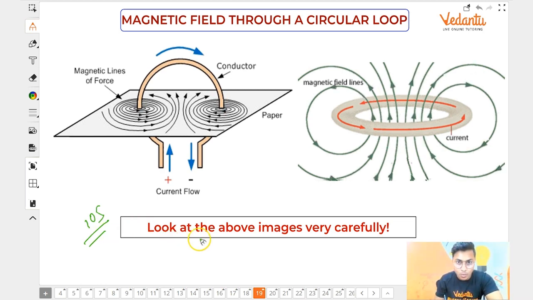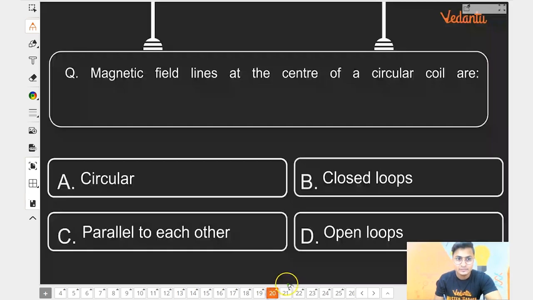Now the question which I want to put forward for all of you is this. Magnetic field lines at the center of a circular coil are circular in shape, closed loops, or they are parallel to each other, or they are open loops. Closed loop is a full circle. Open loops start and go somewhere. That's the question. So what is it, guys? Circular closed loops, parallel to each other, open loops. What is the correct option? I'll give you 5 seconds to give me the options in the chat. 5 seconds.